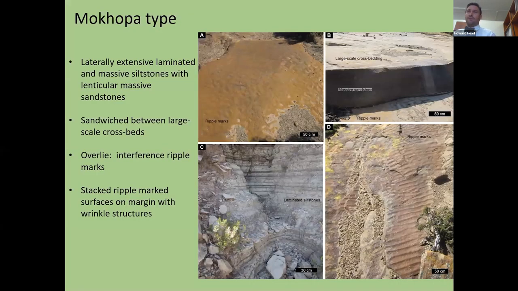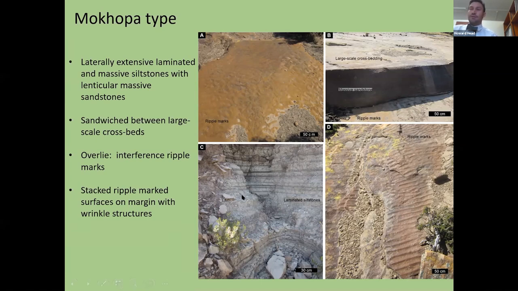All right, the second type is that of the Makopa type. This is characterized by laterally extensive laminated and massive siltstone with minor interbedded stacked sandstones. These again are sandwiched between large-scale crossbeds, and similar to the previous one, the basal surface onto which the siltstones were deposited do preserve various kinds of ripple marks, including interference ripples, and also lenticular massive sandstones associated with the basal crossbeds that do indicate some sort of mass movement that represents reworking of the dunes.